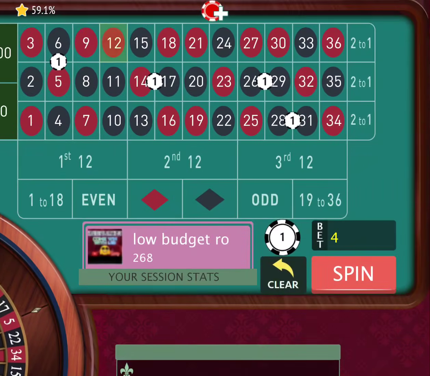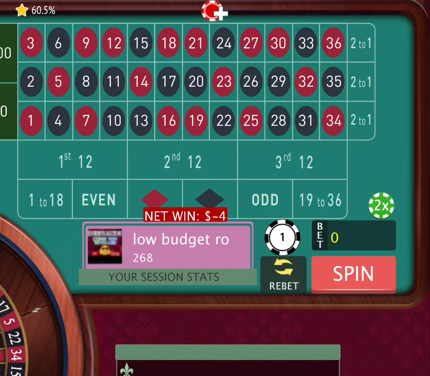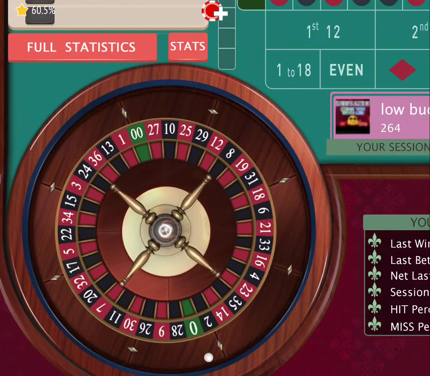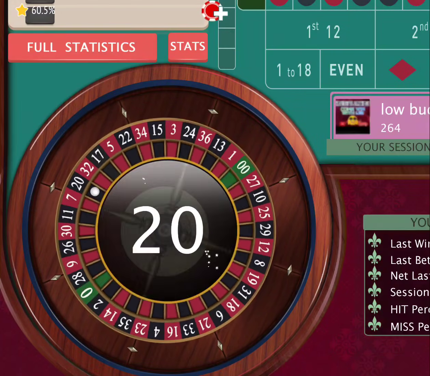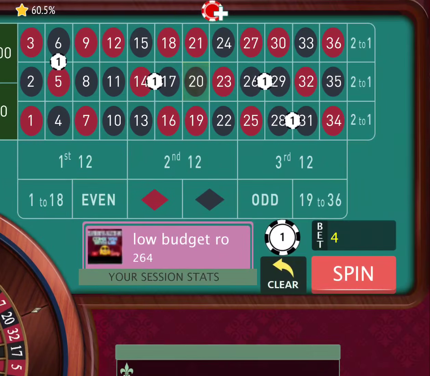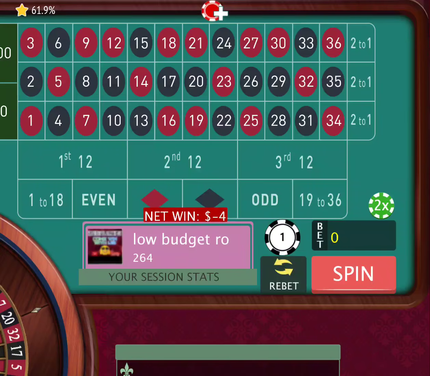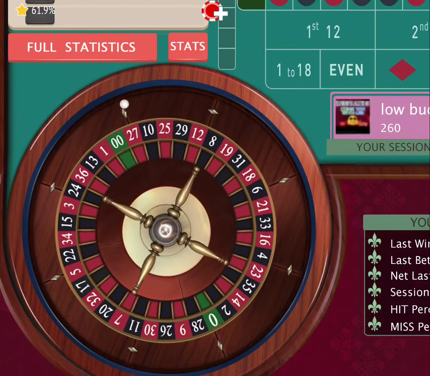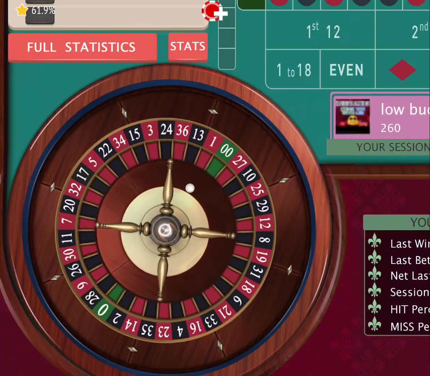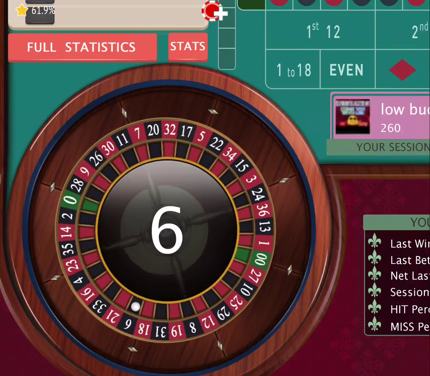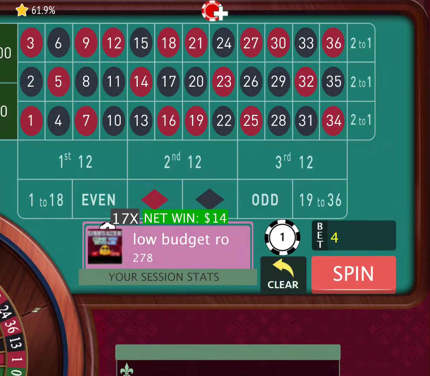And there is a number 12 for your first miss. Play again. There is a number 20, second miss. Number 6, that's a $14 return. So folks, it looks like we made ourselves $128 in only 14 minutes of play.